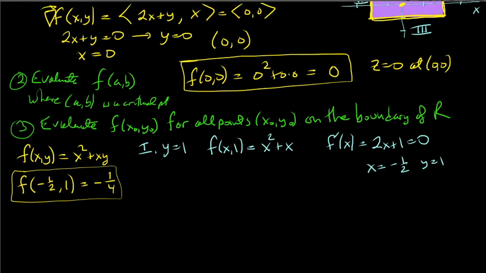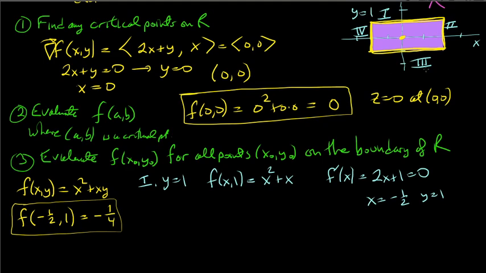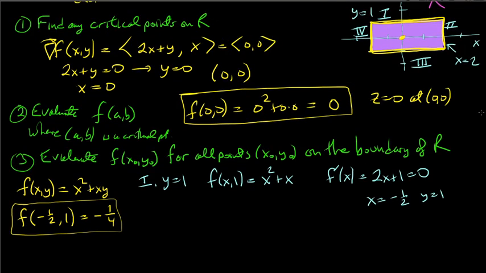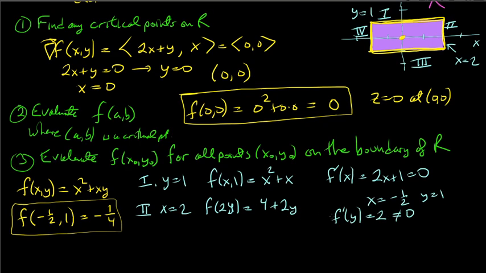Right? Let's go on to the second region, which is the right part of the rectangle here. And this is just x equals 2. Okay, so for region 2 here, or for line 2, x equals 2 basically just tells us that we have 2 squared is 4. Oh, sorry, this is a y now. Plus 2y, right? And when you take the derivative of that with respect to y now, you just get 2. But 2 is not 0, so we don't get any other critical points on that line.